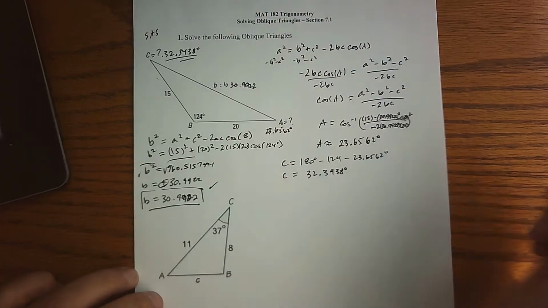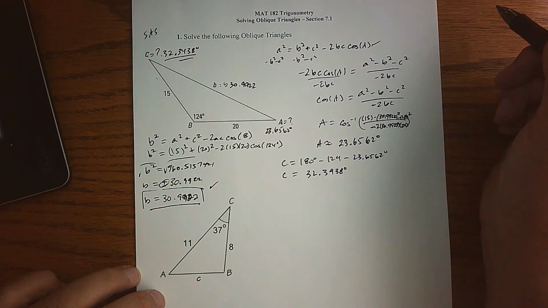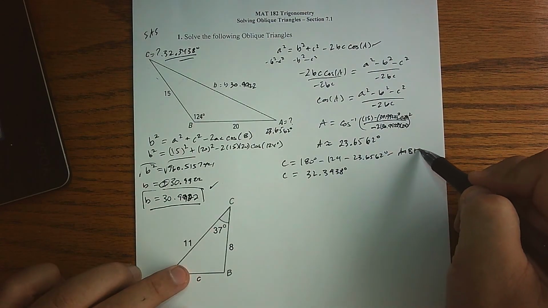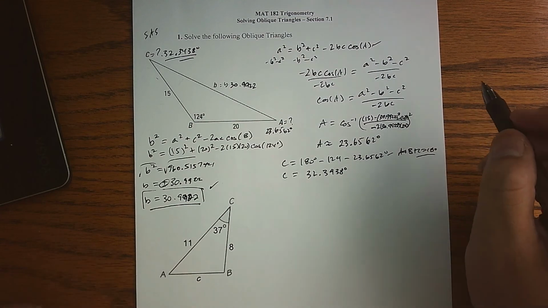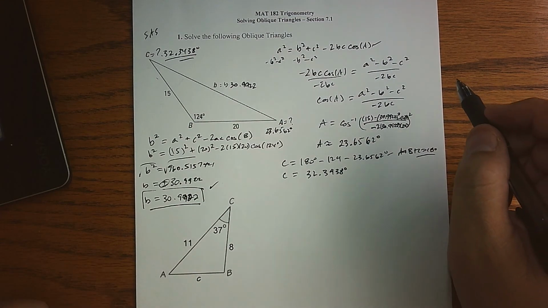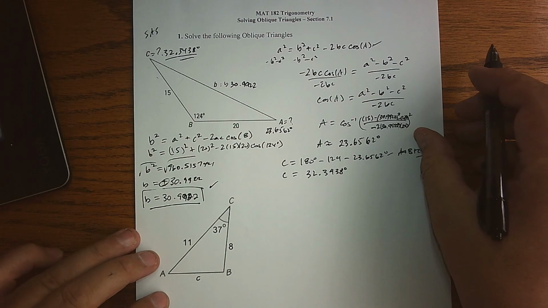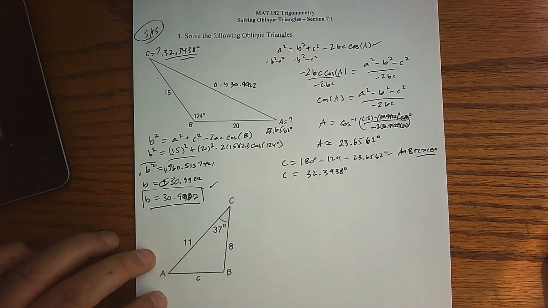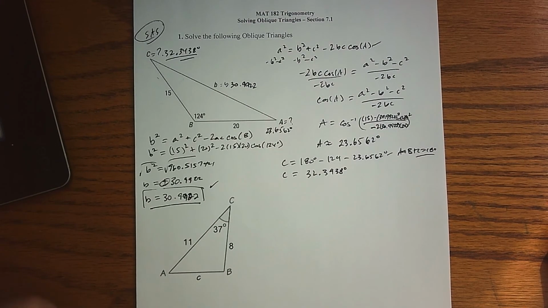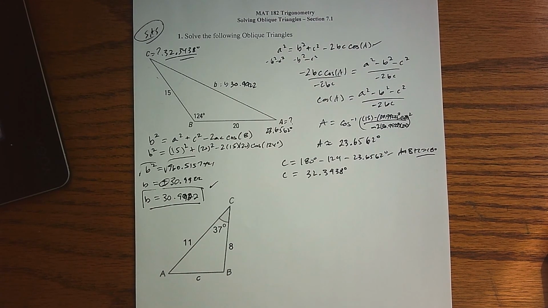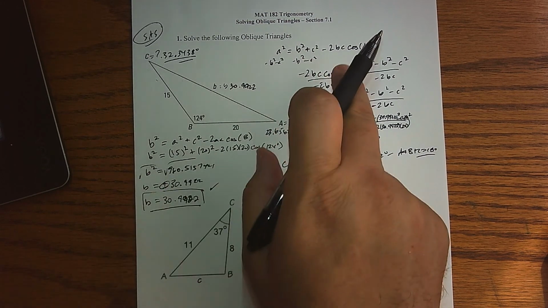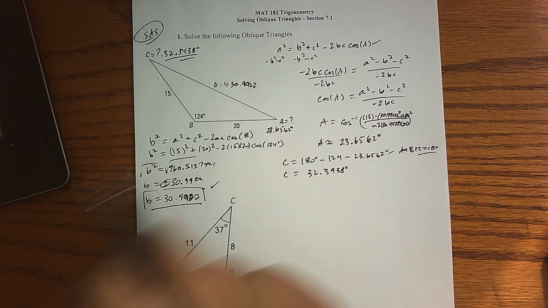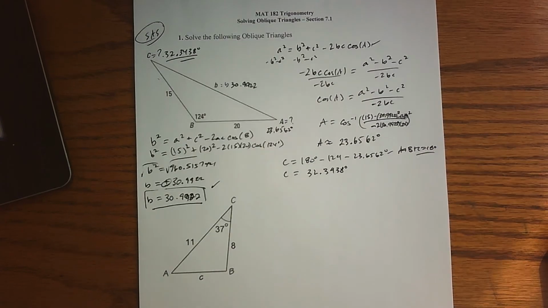I used it once to find B, I used it once to find another angle, and then once I had that, I used that the sum of the angles has to equal 180 to help me find that third angle. So that's basically the routine you would use to solve this when we have a side angle side. You will be using the law of cosines twice: once to find the remaining side, once to find one of the remaining angles, and then you just use that the sum of the angles is equal to 180 to find that third one.